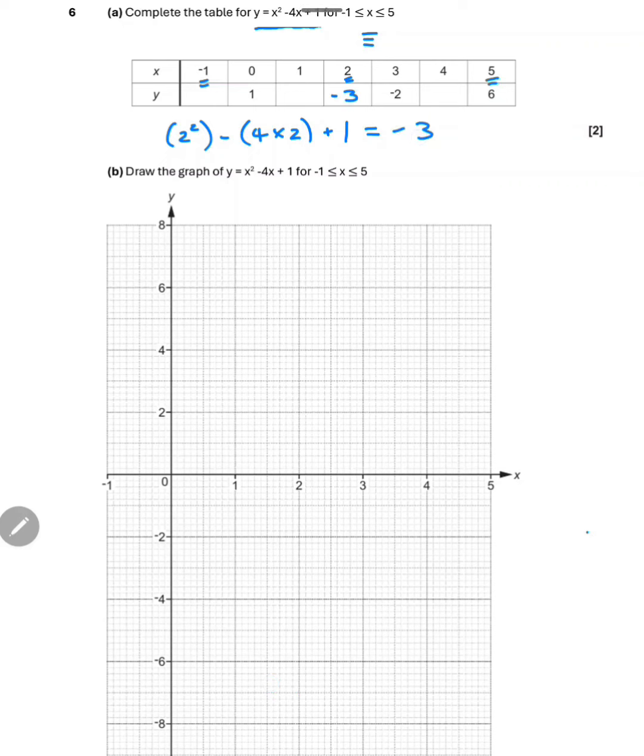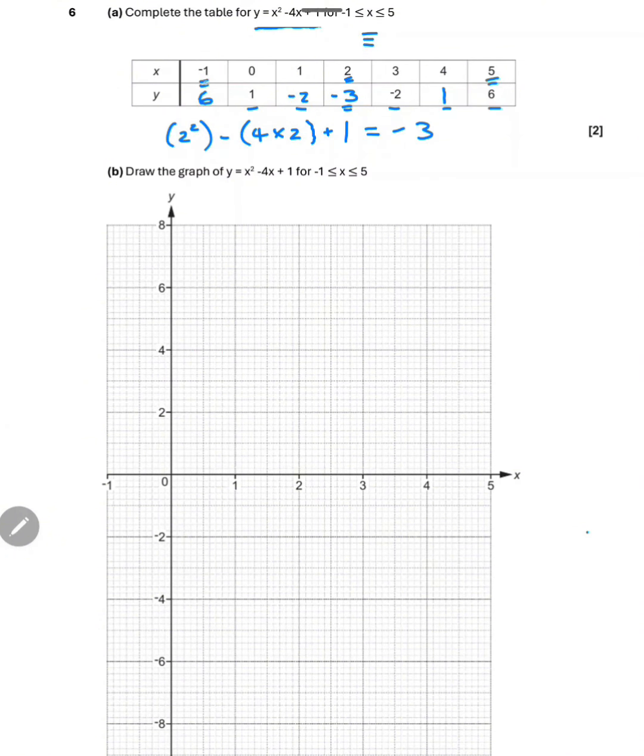Just going to pause the video and I'll just fill in the rest of this table. And what you might see is some symmetry forming here with minus 3 in the middle. Minus 2, 1, 1, 6. I promise you that will be a 6. Quadratic curves are symmetrical about a certain point. So now we just need to plot this onto the graph below.